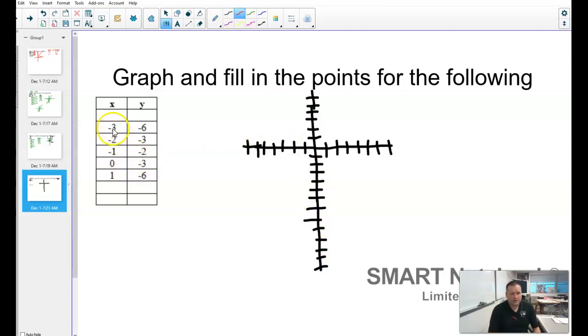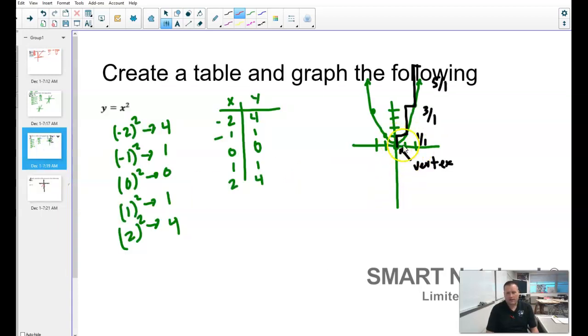So if I go to start graphing this, this goes -3, -6. So I go -3 and then down 6, which puts me down here. Then I go -2, -3, which puts me right here. And then I have -1, -2, which puts me right here. And then I have 0, -3, which puts me here. And then I have 1, -6, which puts me right here. If I connect all these dots, it's forming the same pattern that I just had here. It's just upside down, and that's okay.